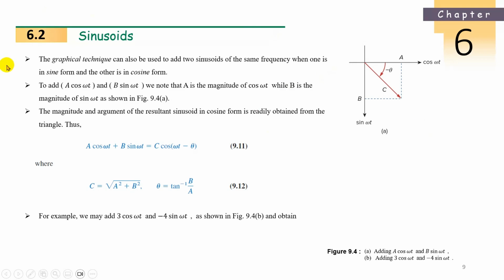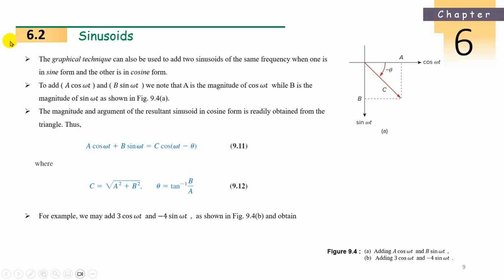Now make the triangle. I need the addition of these two. First we need C, which is equal to the square root of 3 square plus minus 4 whole square. So it is becoming how much? 5. You can check: 3 square is 9, 4 square is 16, 9 plus 16 is 25, and the square root of 25 is 5. Done.